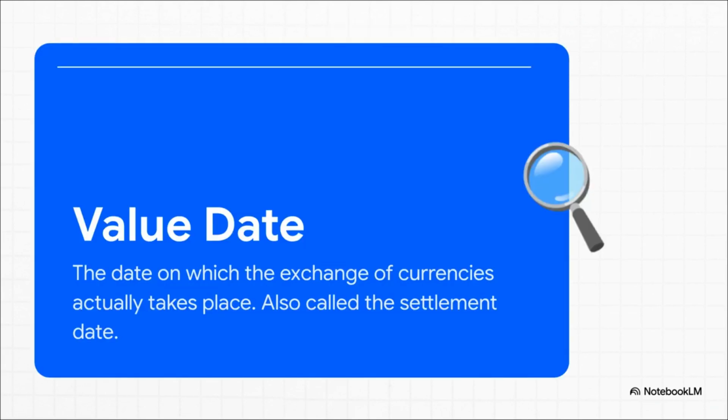And the secret to understanding this is a little thing called the value date. This isn't the day the deal is agreed to, it's the day that currencies actually get exchanged. And you'll see, this little delay is the key to how the entire Forex system is built.